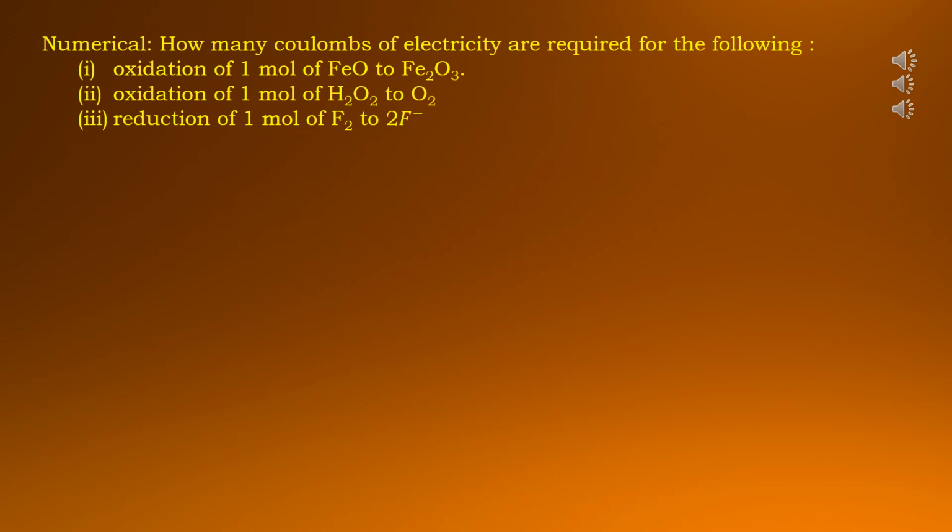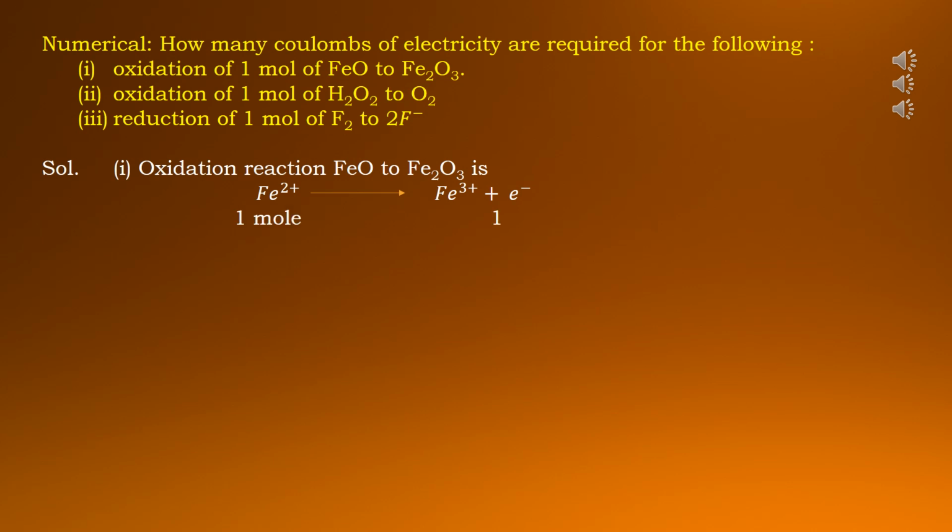In first case, the oxidation reaction of ferrous to ferric is, we have to write the reaction: ferrous ion, that is Fe2+, by losing 1 electron changes to ferric ion, that is Fe3+. So from the reaction, it is clear that 1 mole of ferrous ions are oxidized by 1 mole of electrons, that means 1 Faraday or 96,500 coulomb of electricity.